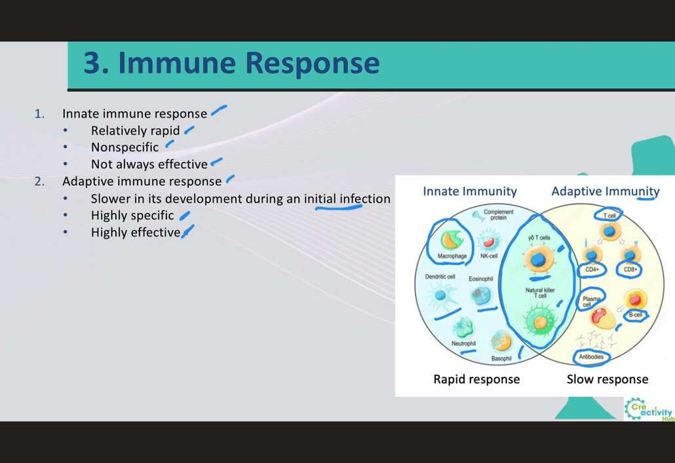And this is why this is a slow response, because they still need to differentiate into other cells that will then create a specific immune response for each specific pathogen. So let's see how this happens for each of these different types of cells.